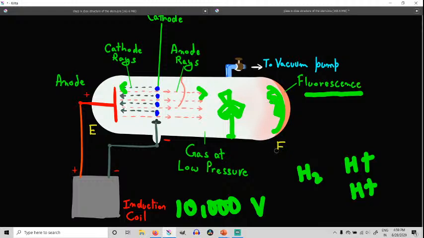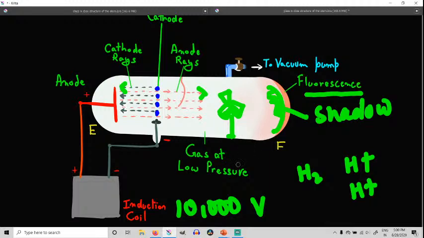Why? Because this can be shown by the fact that if any object is placed in their path, a shadow is produced at the back. We can see the shadow is produced here. Understood or not understood? However, their speed is much less than that of cathode rays.